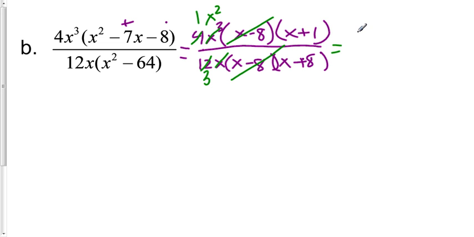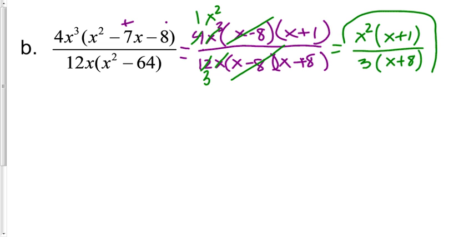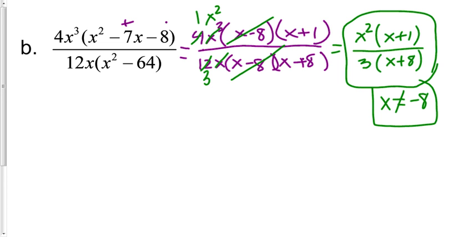Okay, so what do I have now? I've got 1x squared out in front times x plus 1. And in the denominator, all I have left is a 3 times x plus 8. And nothing else cancels here. I don't have any more common factors. Now, what can the denominator not be equal to? Just one value. X cannot equal -8 because that would make a denominator of 0, and we cannot have that.